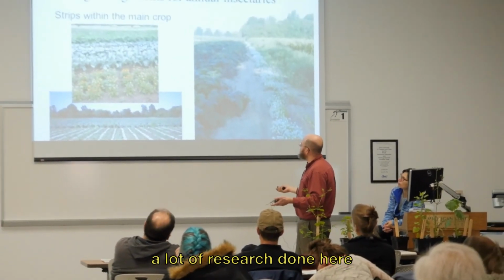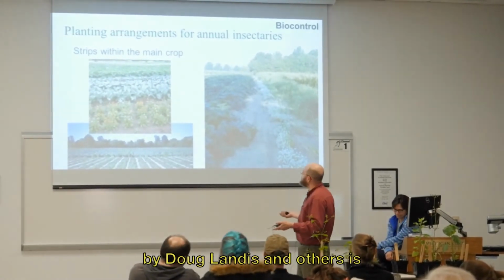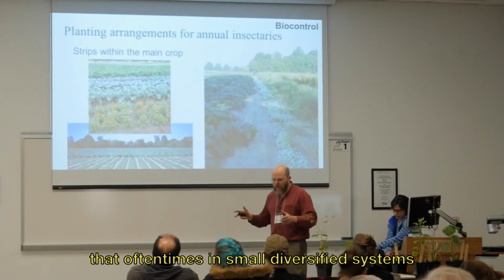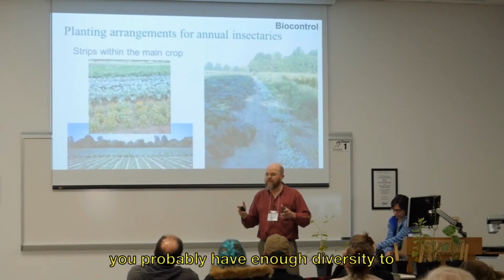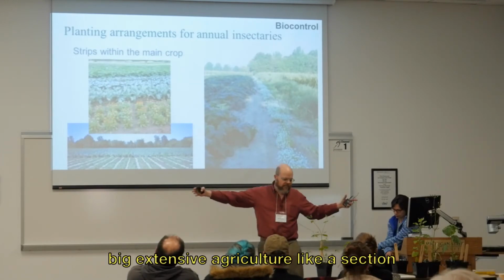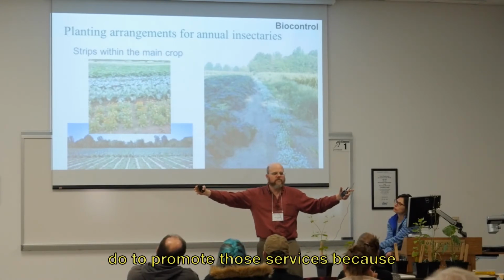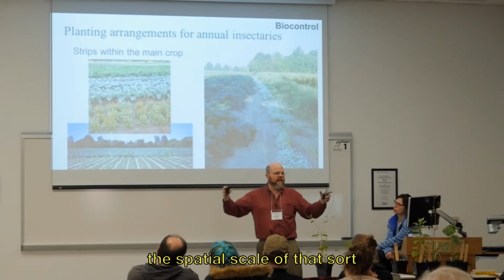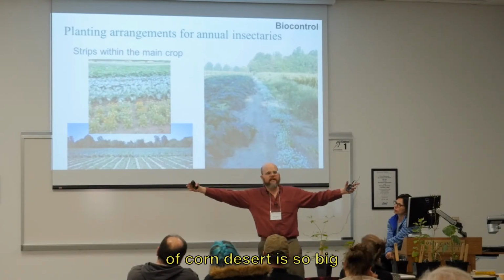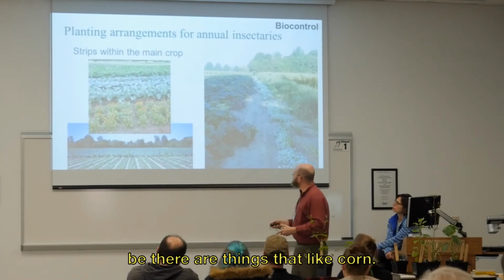One thing we know from a lot of research done here at Michigan State and other places by Doug Landis and others is that oftentimes in small diversified systems, you probably have enough diversity to support a lot of those services already. And we know that in really big, extensive agriculture, like a section of corn, there's really not much we can do to promote those services, because the spatial scale of that sort of corn desert is so big that the only things that are going to be there are things that like corn.